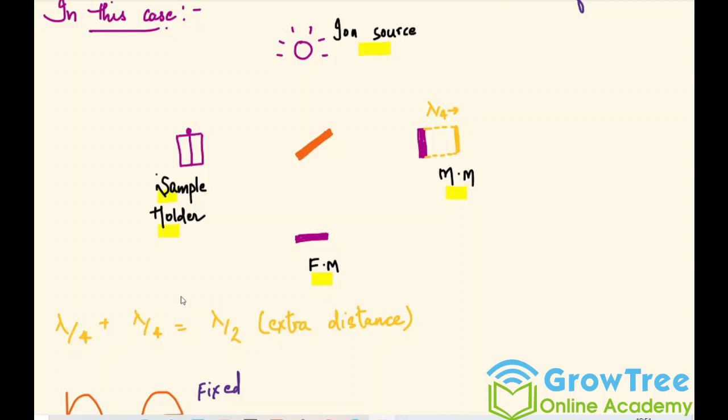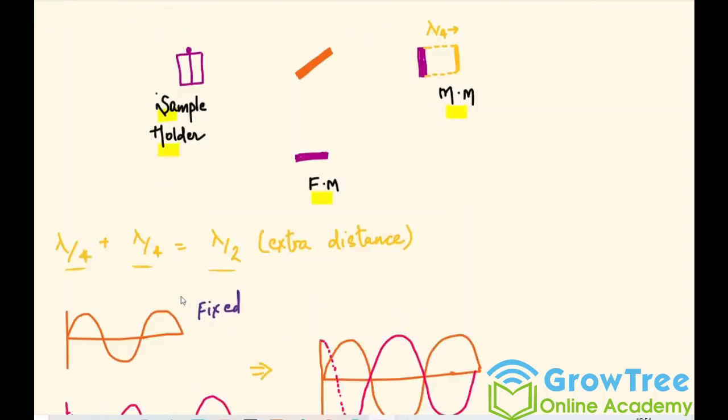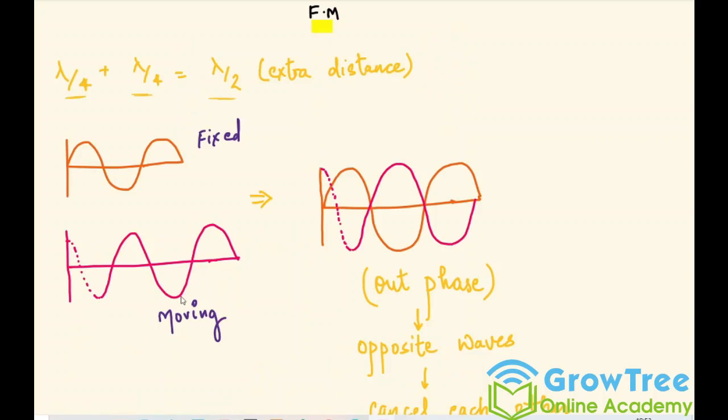So light will travel an extra distance of lambda by 4 plus lambda by 4. The other lambda by 4 is for the reflected light. So lambda by 4 plus lambda by 4 will be lambda by 2. So the extra distance which the light has to travel in the case of the moving mirror is lambda by 2. Looking at the waves formed due to the moving mirror and the fixed mirror, first we have the wave for the fixed mirror, or stationary mirror, and the second wave is for the moving mirror. As you can see, this extra distance is lambda by 2.